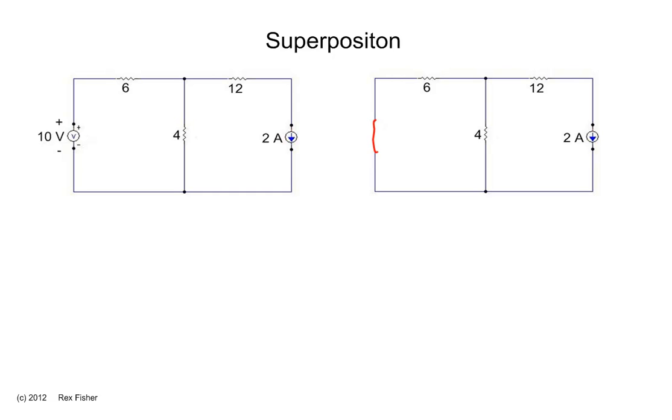Now, we're going to solve for the currents and voltages and map all of them back to the original circuit. The 6 ohm resistor and the 4 ohm resistor are in parallel. So we can find that parallel resistance by taking 1 over 6 plus 1 over 4, inverting it again, and we get 2.4 ohms.